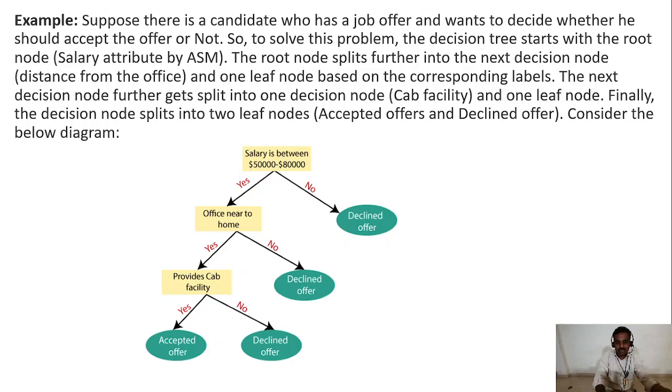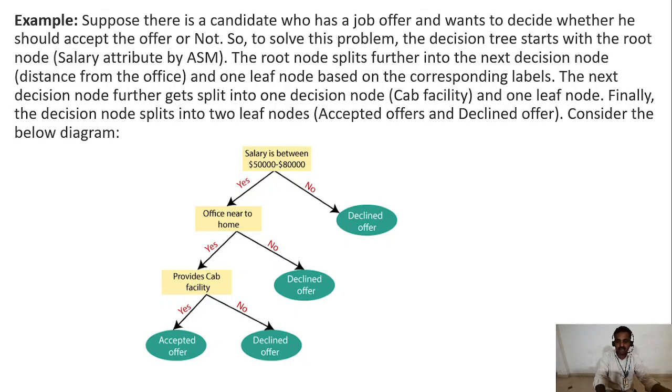What is the third condition here? If the office is near to home and the condition is satisfied, again you check the condition. What is the condition here? Whether it provides the cab facility or not. If it is provided, then you have to accept the offer. If it does not provide the cab facility, you have to decline the offer. This is called a decision tree.